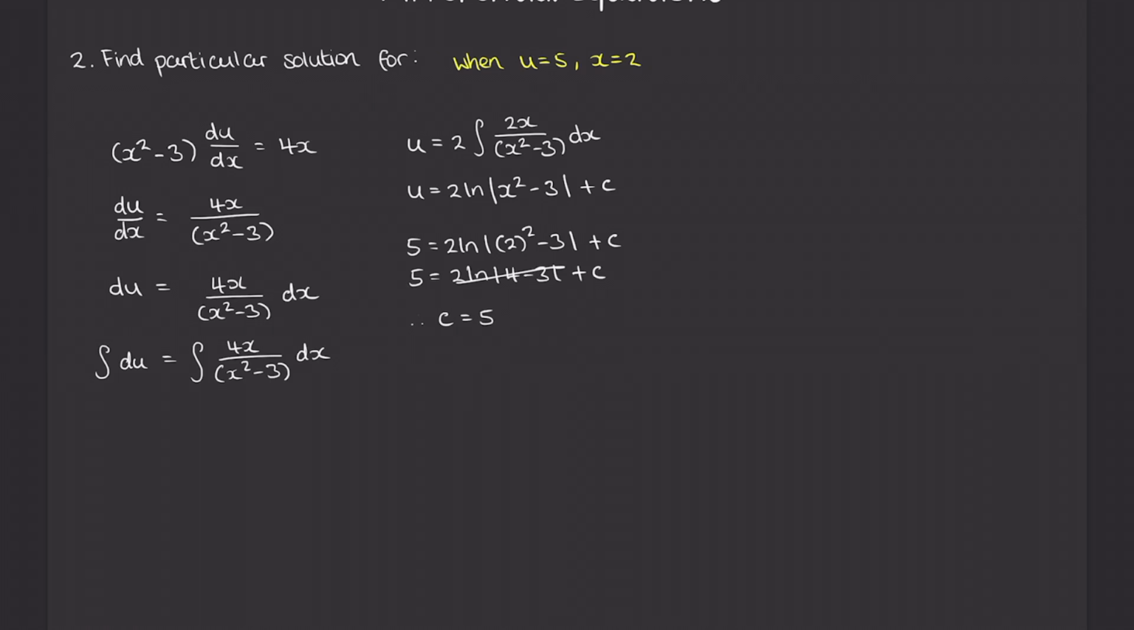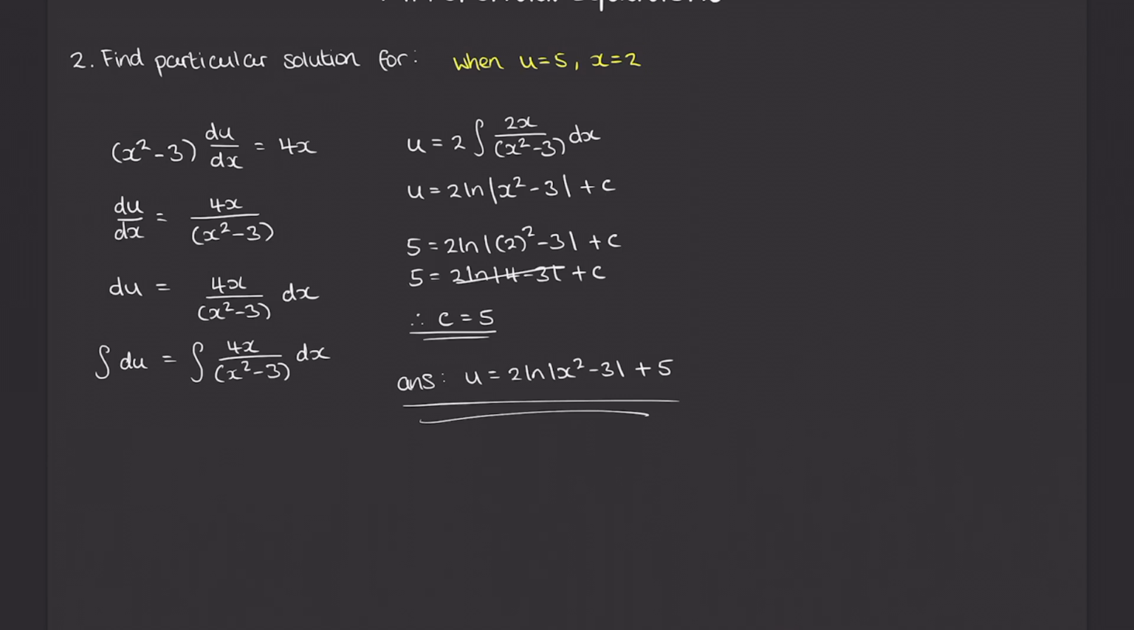We're not done here though yet because we have to write the particular solution. This is just the arbitrary constant. We haven't actually written down the actual answer because the actual answer is a particular solution, and particular solution is not arbitrary constant, right? So the answer would be u equals 2 ln absolute value of x squared subtract 3, and then plus your arbitrary constant that we just found, which is 5. So it will be plus 5, and that'll be your final answer for the particular solution.